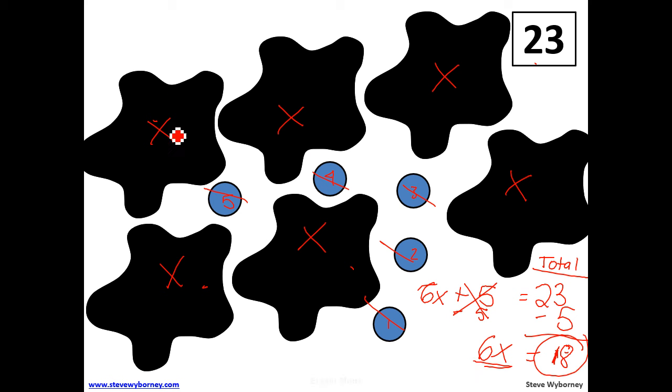How am I going to figure out how much is under each splat if all of them are supposed to have the same amount? Well, we said, okay, we divided 18 blue dots between 6 splats.